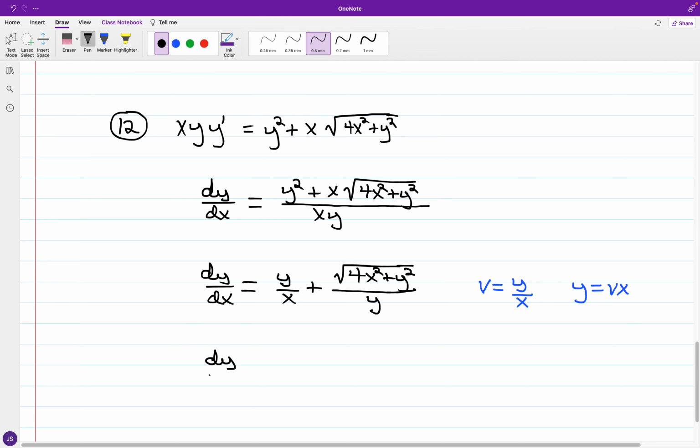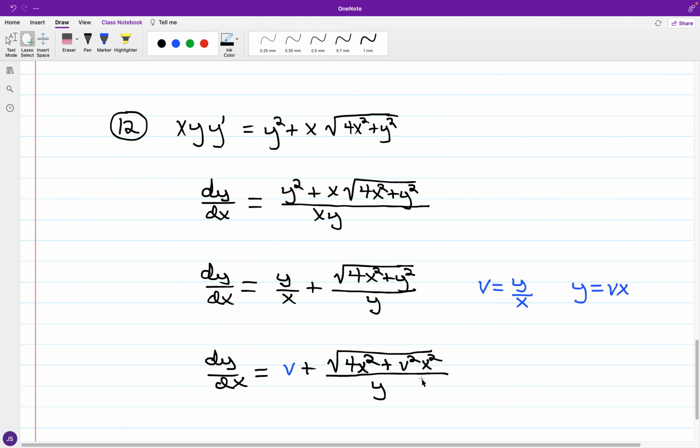And for both expressions, in terms of the variable v, we have dy over dx is equal to v plus the square root. Here we have 4x squared, and for y squared, that's going to be v squared x squared. We have all over y, and I'll just do a little bit of color coding.